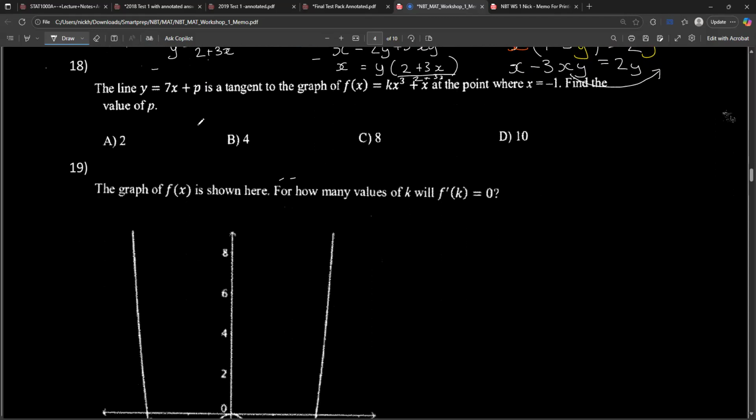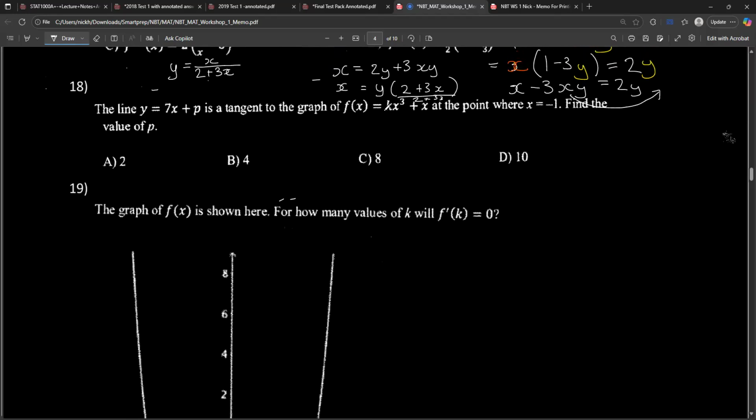The line y equals 7x plus p is a tangent to the graph of f of x equals 3 of k x cubed plus x, where x is equal to negative 1. This is calculus. Okay. Whenever you're asked about tangents and you're given an f of x, what you have to do is find the derivative of x.